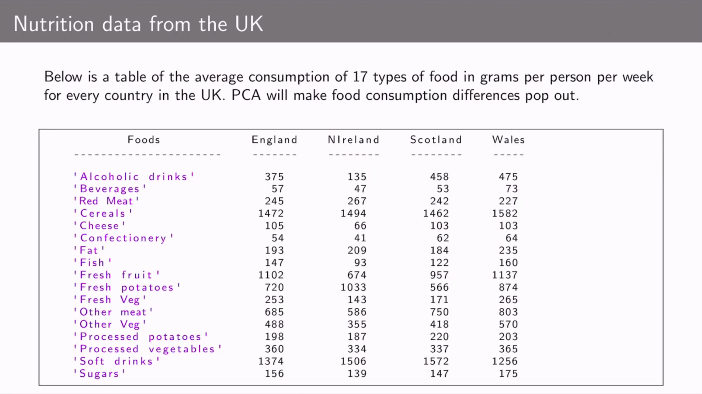We're ready to apply these ideas to an example. Let's look at nutrition data from the UK. In this table, we have 17 food categories for the 4 countries in the UK.